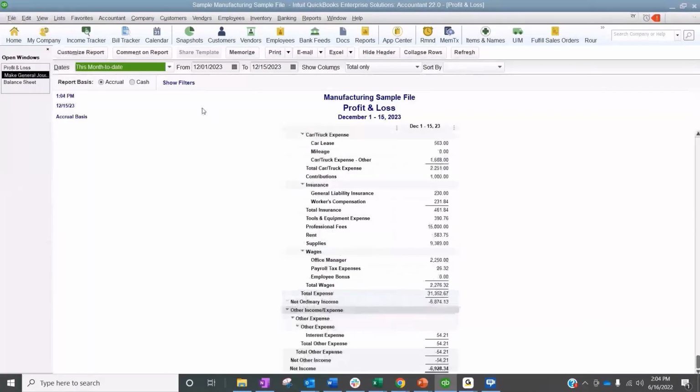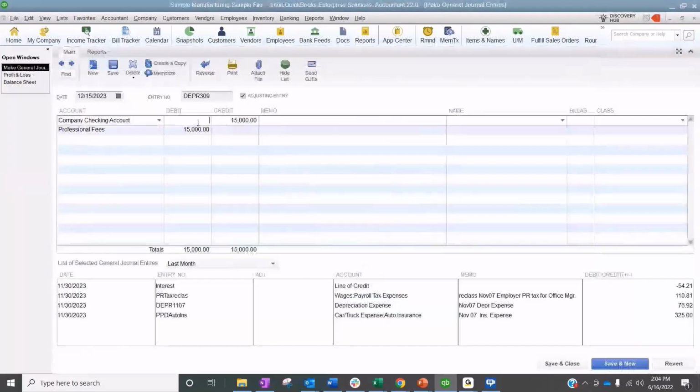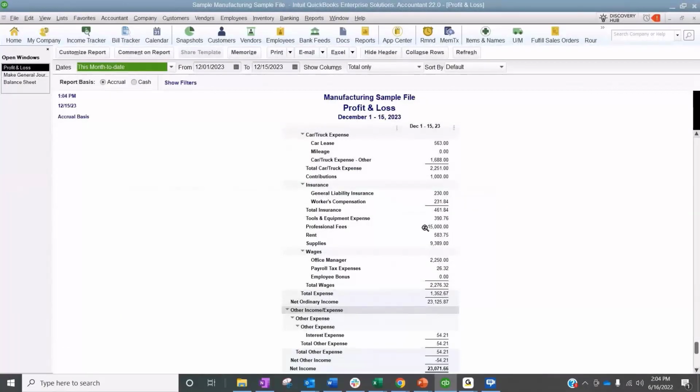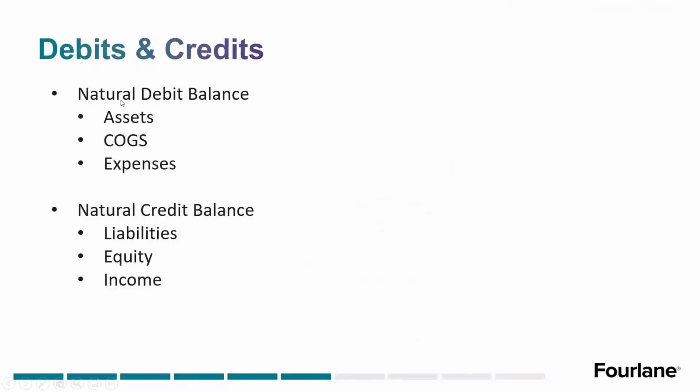If I flipped it, like we had done before, and put it as a credit amount, and I look at the P&L, now it's going to show a negative because it's taking away. So if I want to have a natural or a positive effect on assets, cost of goods sold, or expenses, it's a debit. Now let's look at credit. If I want to have a natural effect on liabilities, equity, or income, it's a natural credit balance.